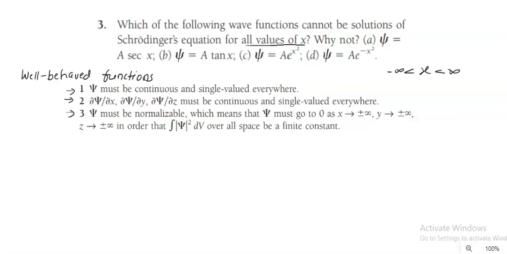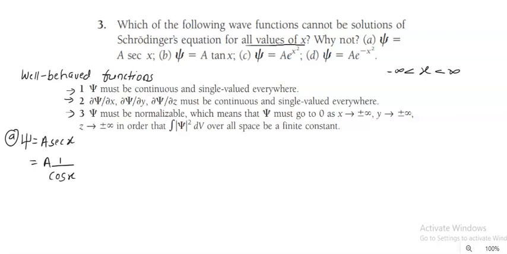The wave function which follows these 3 characteristics, then only the wave function will have a physical significance, and the wave function can be a solution of Schrödinger's equation. So here we have to check these 3 characteristics. So let us start with A. So we have psi is equal to A sec x. So this can be written as A into, so sec x is 1 by cos x, right?